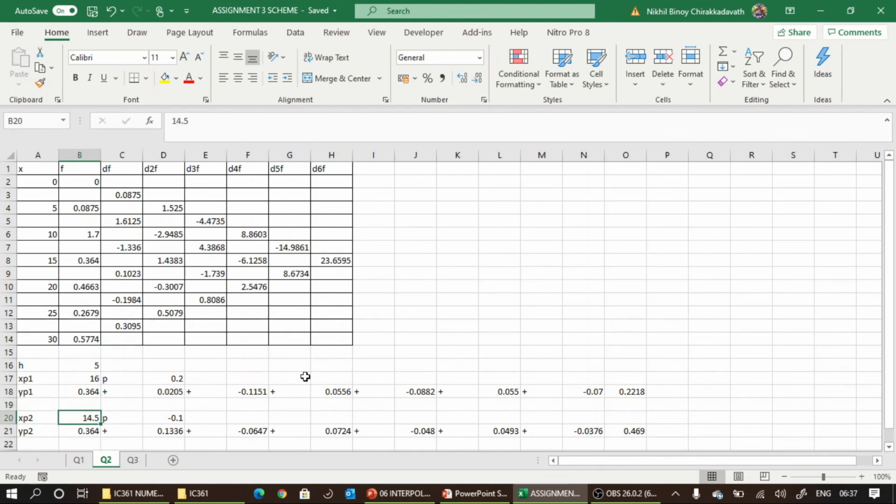Now similarly, this is the Gauss backward method. So if it is 30, we have 0.5774, that is this data. Corresponding to 25, it is 0.2679, that is this data, etc. So that one is also correct. So this is corresponding to 14.5, this is 0.469. Okay.